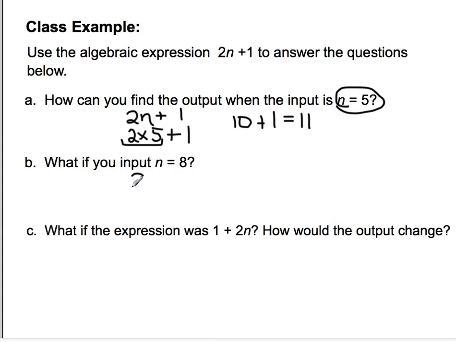Now, what happens if your input changes to 8? Well, the relation doesn't change. It's still 2n plus 1, but my input changes.